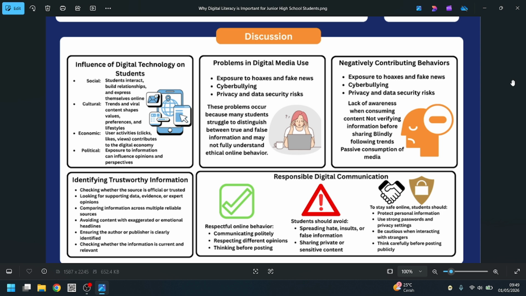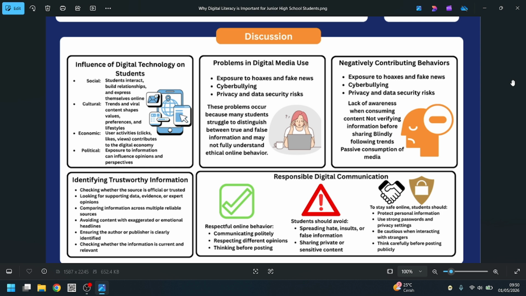This was what I was talking about earlier. Some news are exaggerated in order to get more clicks. However, that might have a negative impact on people who read it wrong. And next up is ensuring the author or publisher is clearly identified. Lastly, checking whether the information is current and relevant.